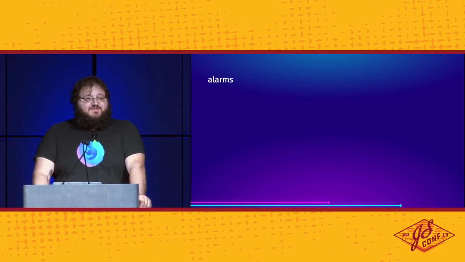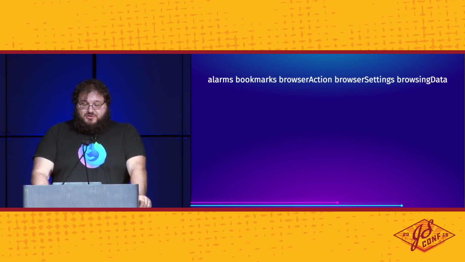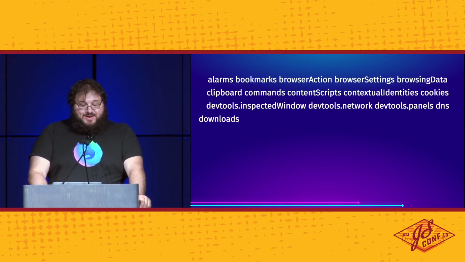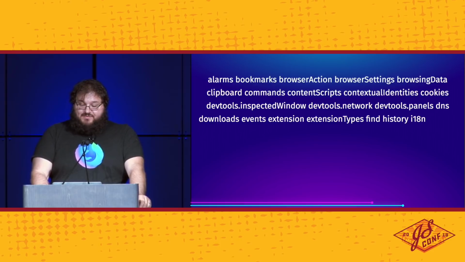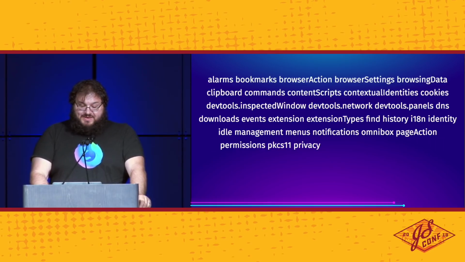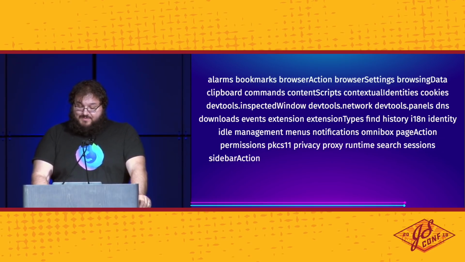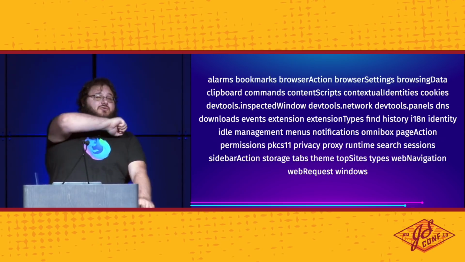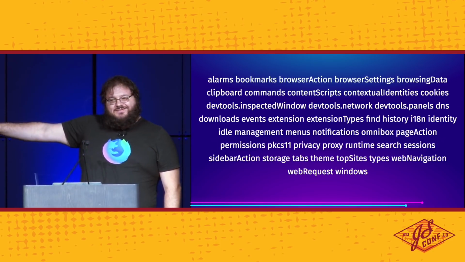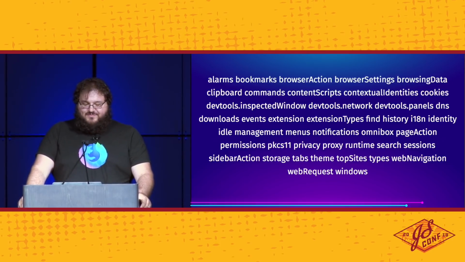So this is an exhaustive list of every currently supported API. I'm not actually going to read them out to you, or am I? Alarms, bookmarks, browser action, browser settings, browser data, clipboard, commands, content scripts, contextual identities, cookies, DevTools inspected window, DevTools network, DevTools panels, DNS, downloads, events, extension types, find, history, i18n, identity, idle, management, menus, notifications, omnibox, page action, permissions, PKCS11, privacy, proxy, runtime, search, sessions, sidebar action, storage, tabs, theme, top sites, topSites, web navigation, web request, and windows. And now I'm ahead of time. Right? Feels real good.